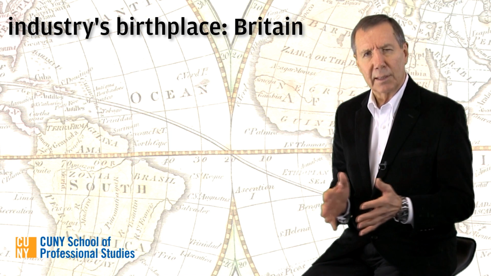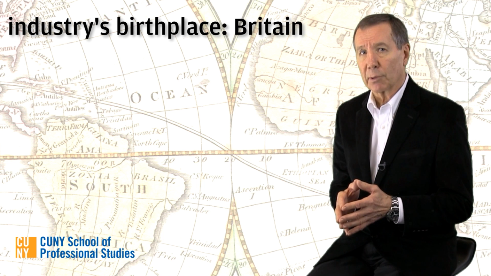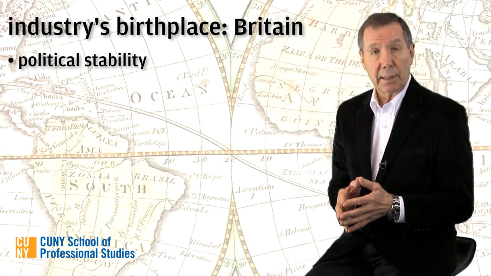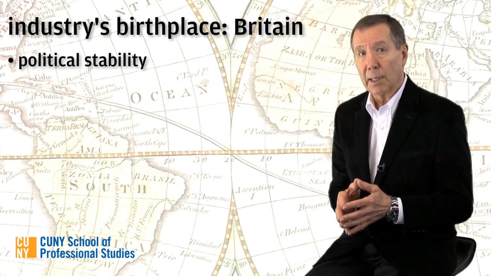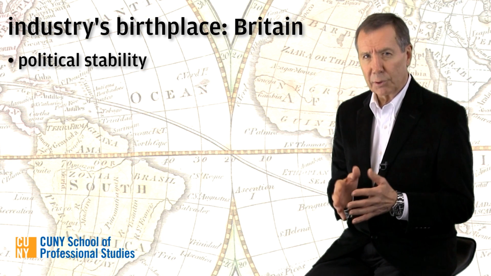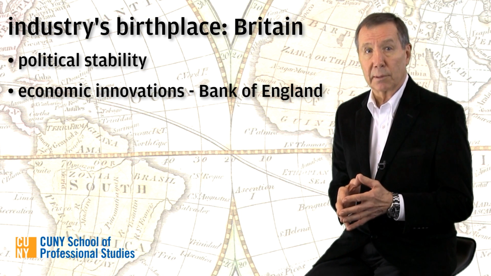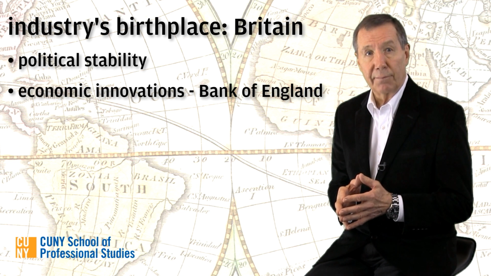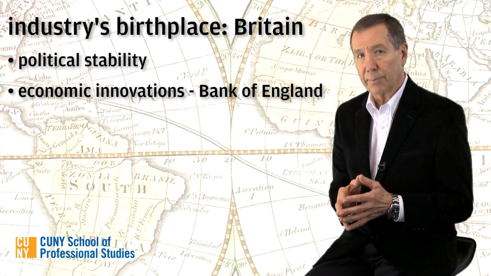But why? What conditions might help us explain why Britain gave birth to modern industrialization? To answer this question, let's start with the political stability that the English achieved by the end of the 17th century with their parliamentary monarchy. There were also economic innovations that appeared at this time, such as the establishment of the Bank of England, one of the first national banks, which had the capacity for the large-scale lending that was necessary for industrialization.